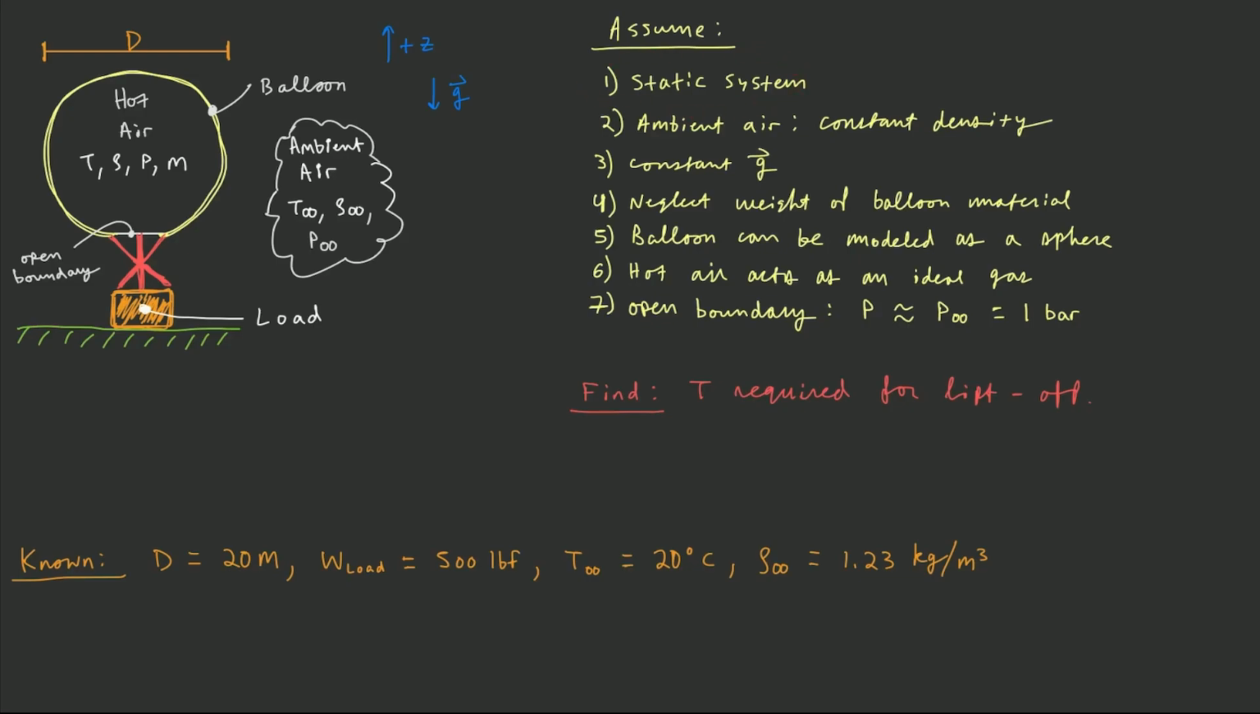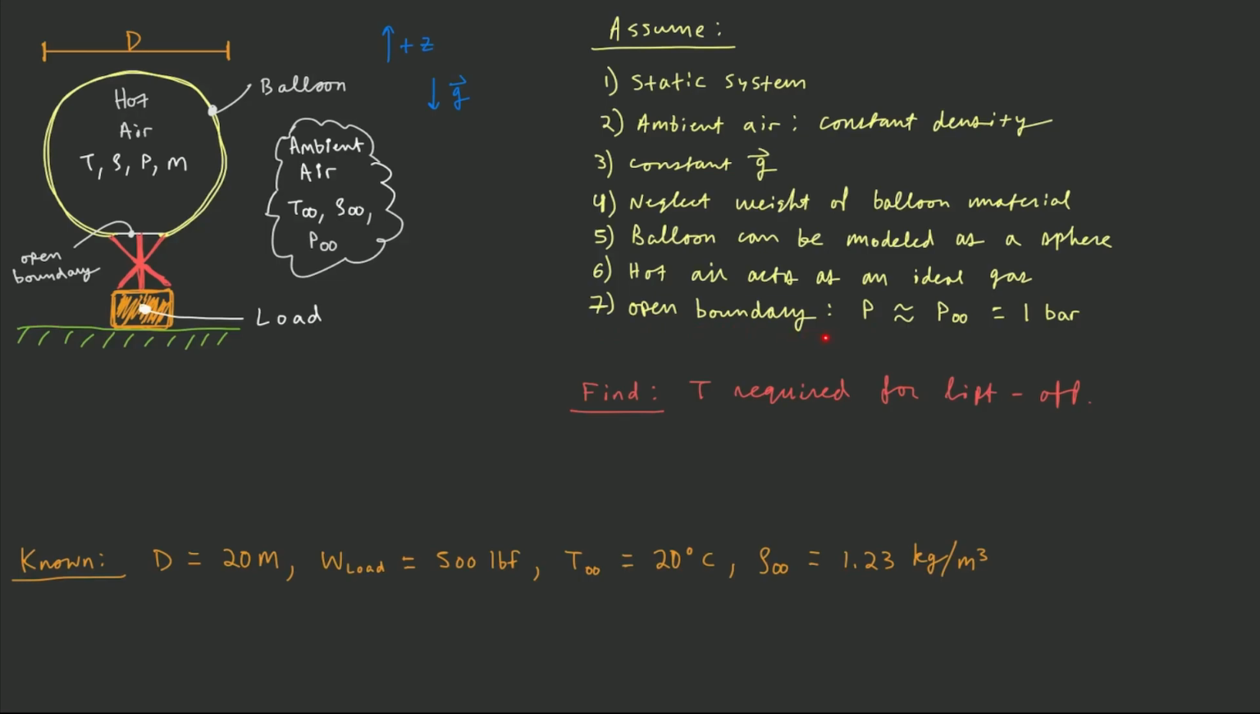1, we're assuming we have a static system. 2, we're assuming that the ambient air has a constant density. 3, we're assuming we have a constant gravitational field. 4, we're assuming that we're going to be able to neglect the weight of the balloon material. 5, we're going to assume that the balloon can be modeled as a sphere, just so it's easy to do the volume calculations. 6, we're going to assume that the hot air acts as an ideal gas, and that's going to be important because we'll be using the ideal gas law for that hot air.